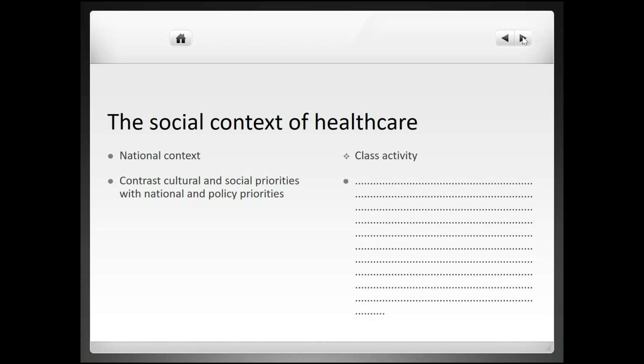So look at two different countries. Do a bit of research on your own, and then next time when we meet, we'll discuss it within the first 15 minutes and then go on from here. So this is an activity that I've set for you to look at your national context and other national contexts. Look at the cultural and social priorities within the national and policy framework and see where their priorities are, and then make a comparative analysis between what is in the UK and what is in other countries. And then that will feed into the assignment that we'll be doing.